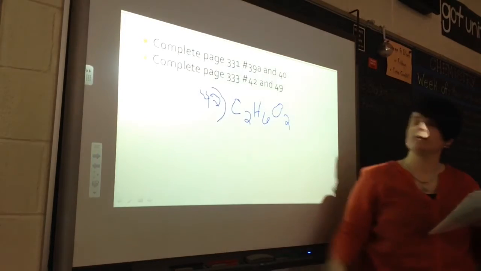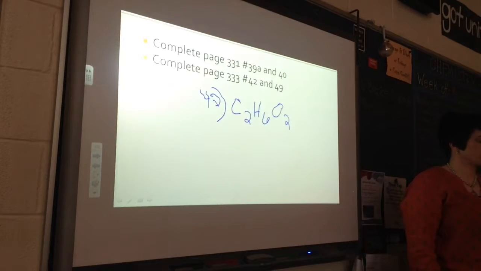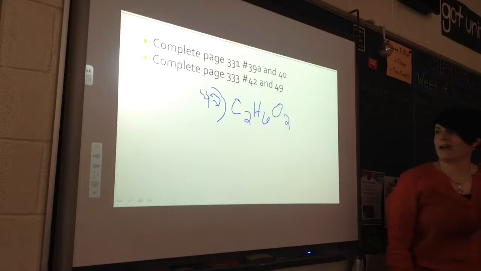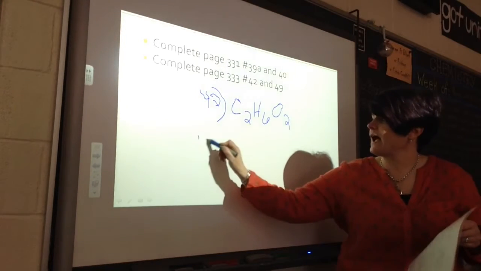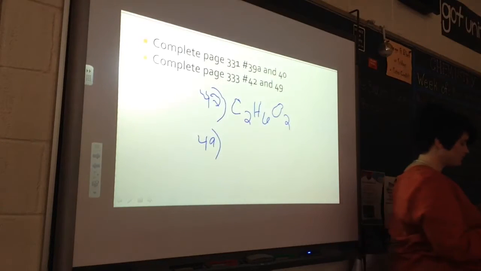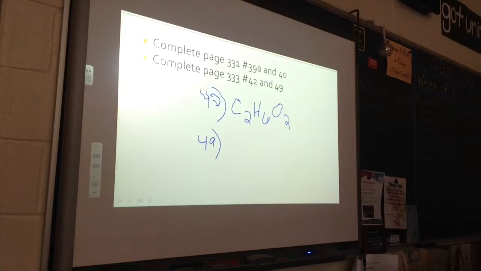An avocado. Yes? I see more of a peanut. Okay? Alright, now 49. That doesn't even look like a 2. I don't know what that is. Okay, so 49.